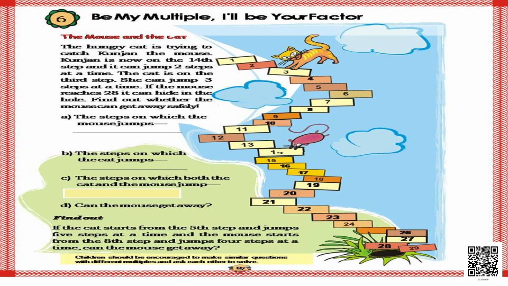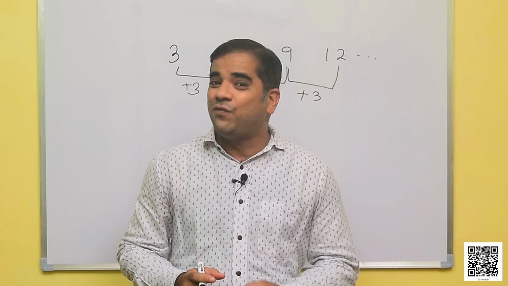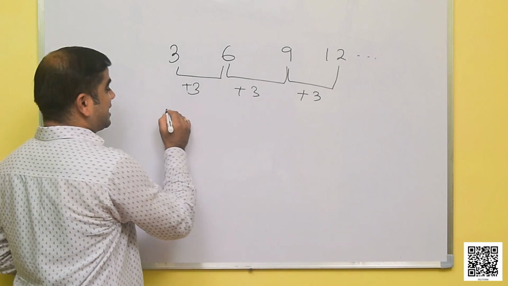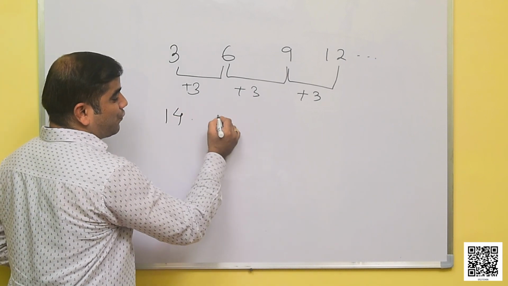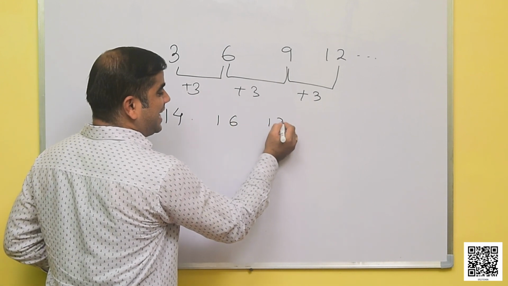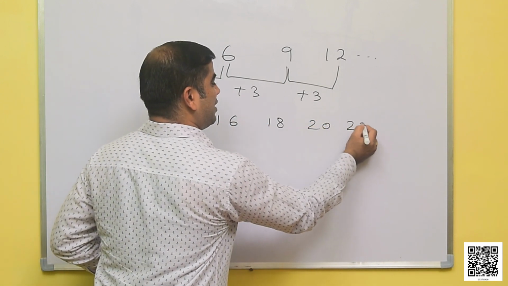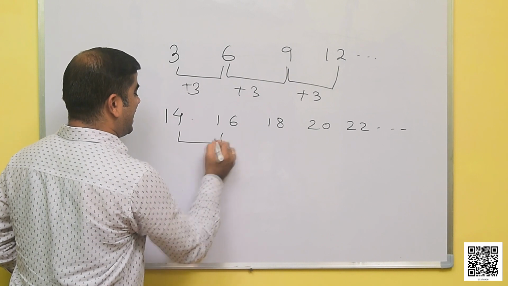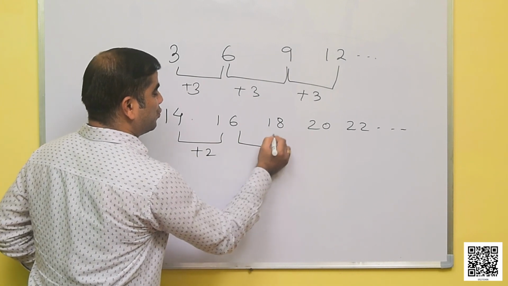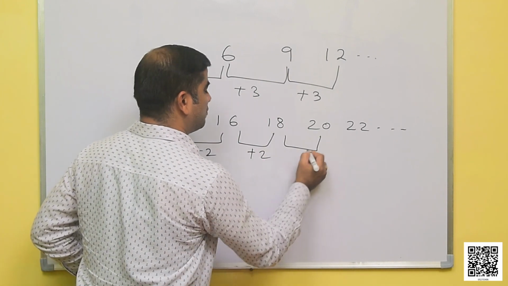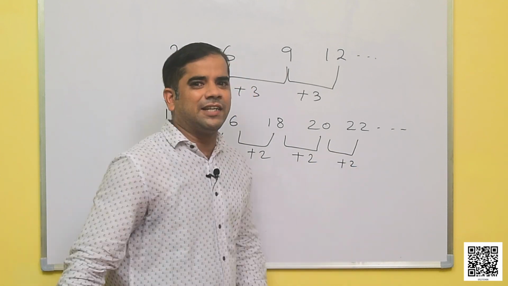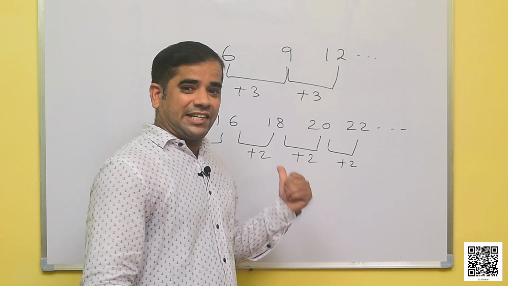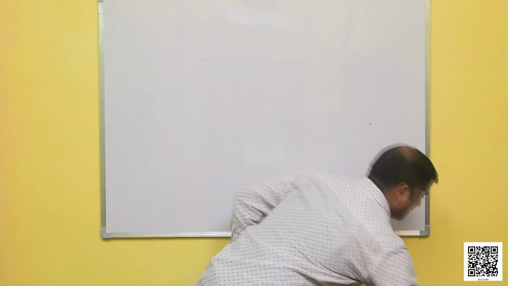And the mouse is allowed to move 2 steps and it is now on the 14th step. So from 14 it will go to 16, 18, 20, 22 and so on, with an increment of 2, because it is allowed to move 2 steps. So what do you feel, can the cat catch the mouse? Let's see.